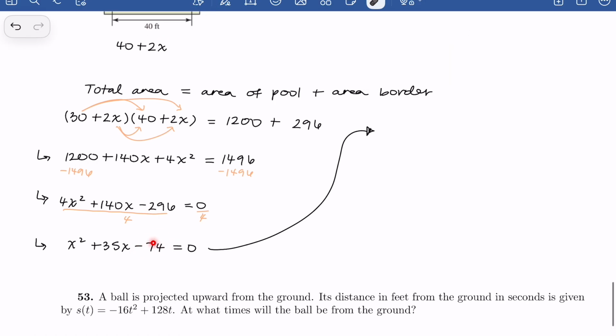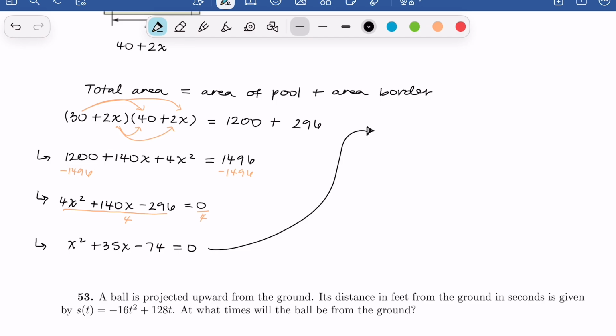Now I need two numbers that are going to multiply to give me negative 74 and add to give me positive 35. So these two numbers here then are going to be negative 2 and positive 37. So I'm going to have x minus 2 times x plus 37, and this is equal to 0. Now, using our zero factor property then, I'm going to end up with x minus 2 is equal to 0, or x plus 37 is equal to 0.